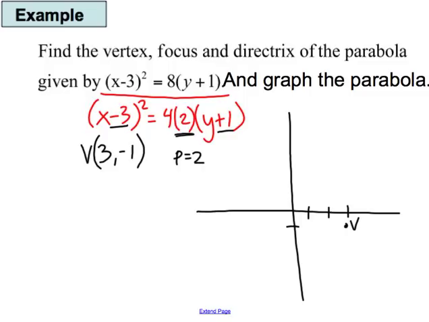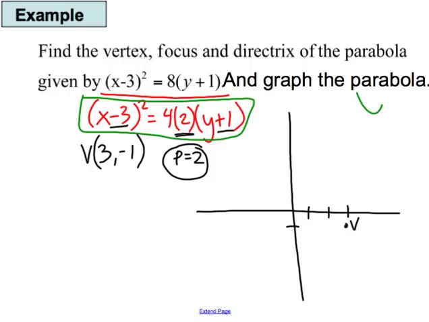Now the question with the p-value is, am I going to go left or right or up or down? So we take a look back at the rule in standard form, and we see that the x is squared. And so this is going to be a vertical parabola that will either go up or go down. In this case, it will go up because the p-value is positive.